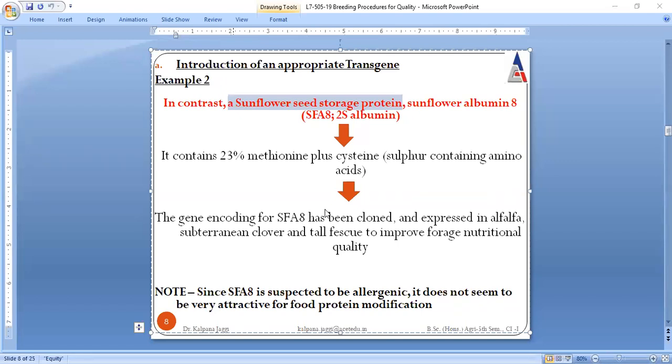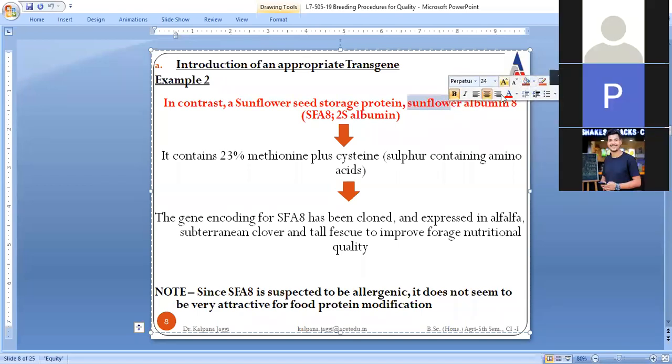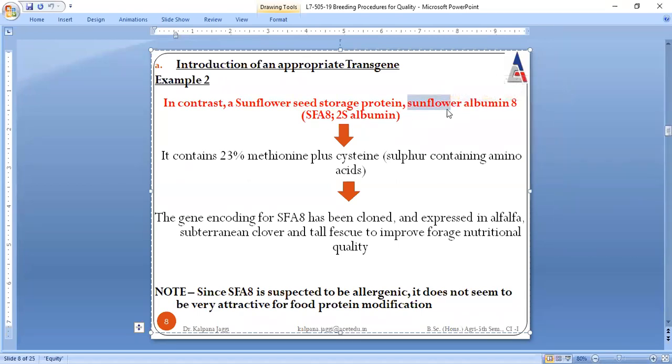So here I was discussing the second example under introduction of an appropriate transgene, where I was letting you all know that we are talking about a seed storage protein, and that seed storage protein is of sunflower. This seed storage protein is named sunflower albumin 8, abbreviated as SFA8, right? And it is a 2S albumin.